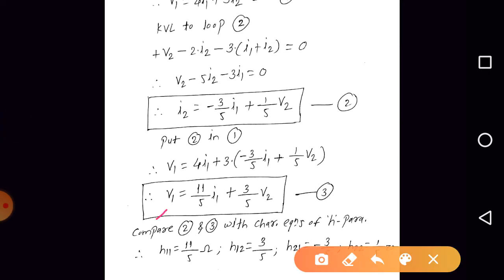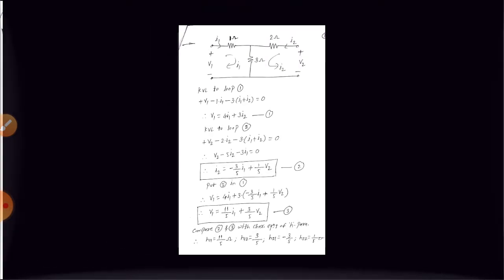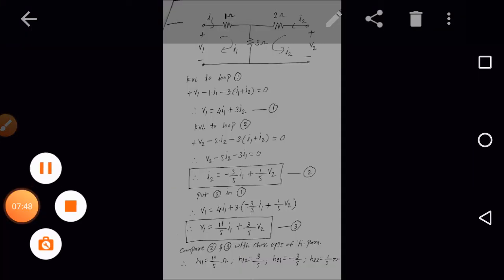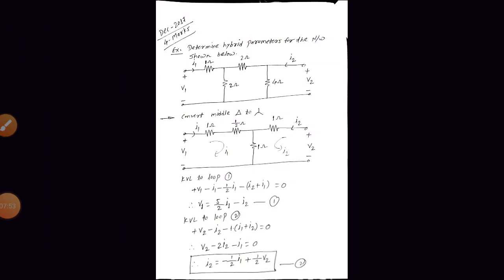So we are having V1 in terms of I1 V2, similarly I2 in terms of I1 V2, right? So H11 is 11 by 5 ohm and H12 is 3 by 5, right? H21 is minus 3 by 5 and H22 is 1 by 5, right? So are you getting the point? Ultimately our task is to write the expression for V1 and I2 in terms of I1 and V2. So this is a simple example for understanding the hybrid parameters. Let us discuss some more examples.